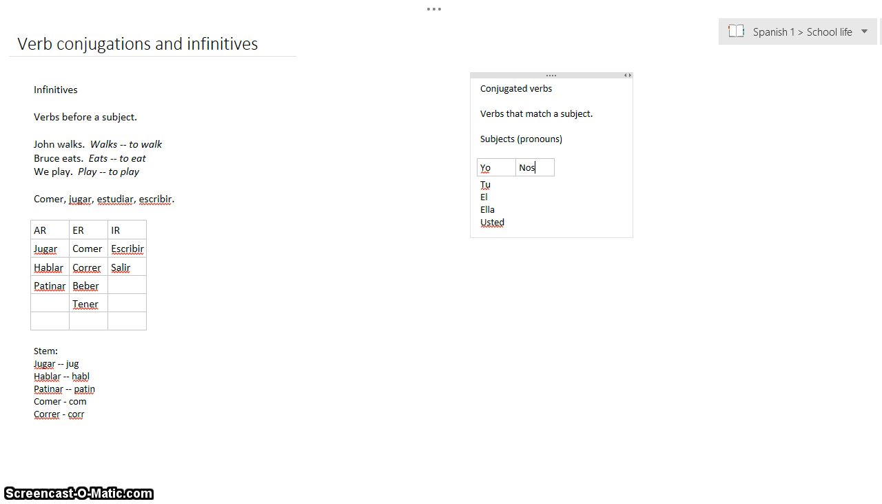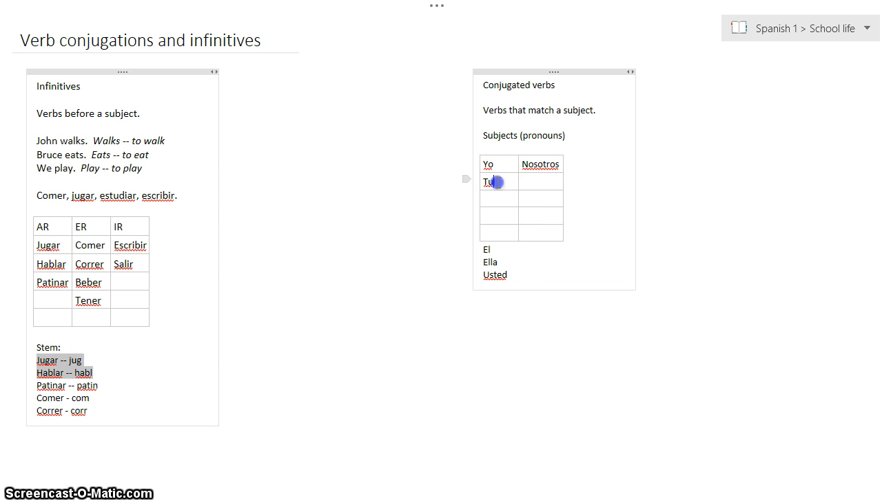And we have nosotros, and as I was saying, we have tú, and we have él.